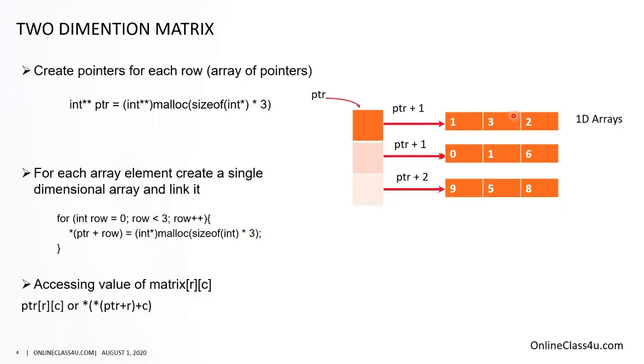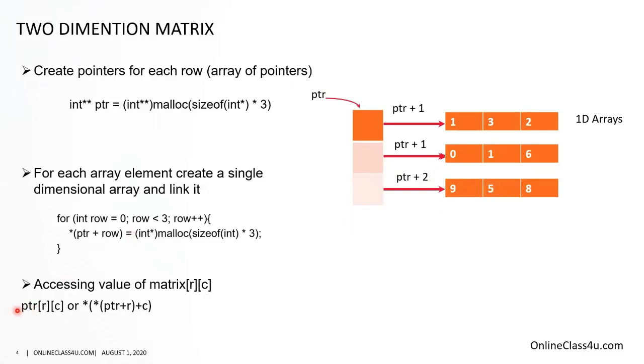So how to access any index of this matrix? For example, let's say I have to access 5. First I have to come to this array and this pointer. How to do that? ptr plus 2. So ptr plus 2 will point to this. Now if we dereference with the column, which is actually 1, that is, if we do plus 1, it will come to 5.